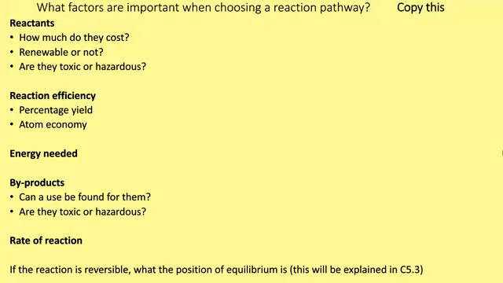If the reaction is reversible, which we'll look at in C5.3, then we need to consider what the position of equilibrium is, so whether it's on the left-hand side or the right-hand side. We would want the position of equilibrium to be on the right-hand side because that would give us more products. But this won't make sense yet because we haven't done C5.3, so we'll revisit it when we get to reversible reactions.